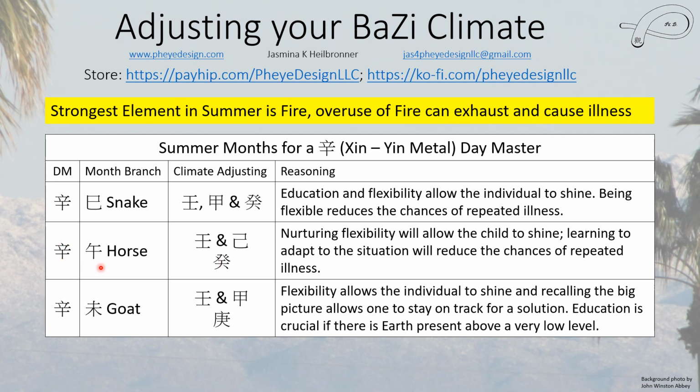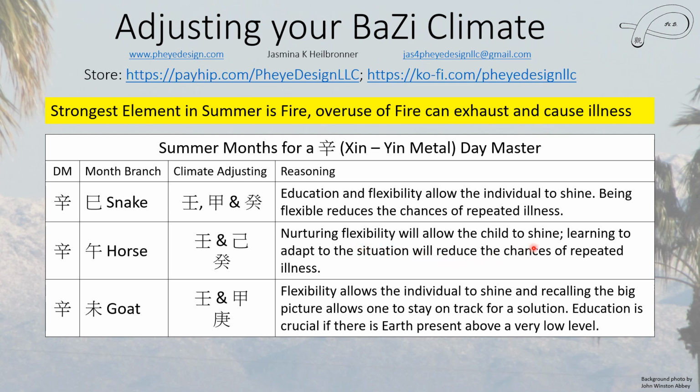The Sin Metal, born in the month of the horse, you need to nurture flexibility. You need to really work on flexibility, because that may be a problem for you. Because of your fire, you tend to be very passionate, very concentrated, and that often makes it hard to be flexible. So here you want to really work on flexibility.